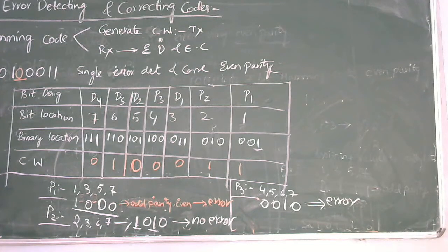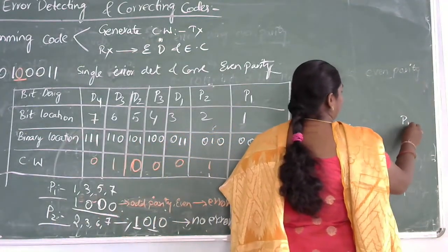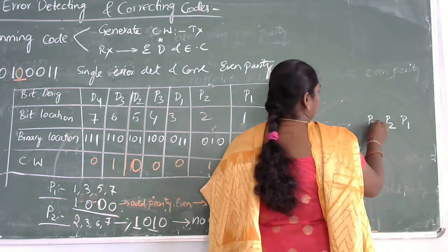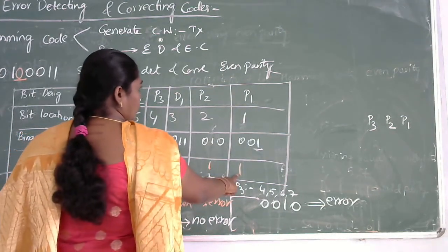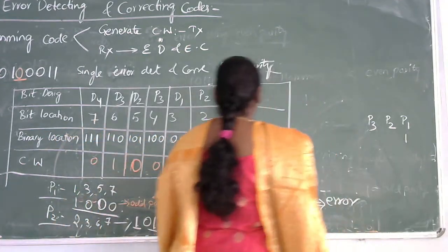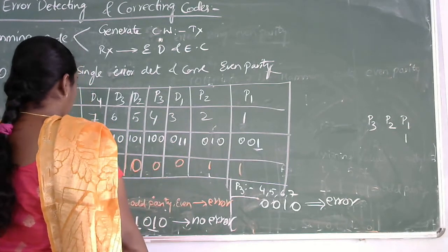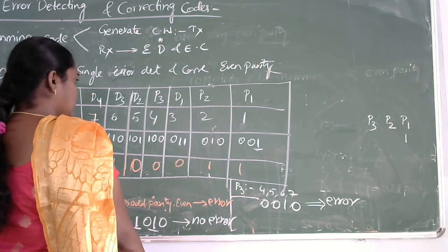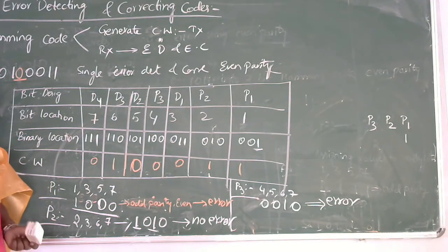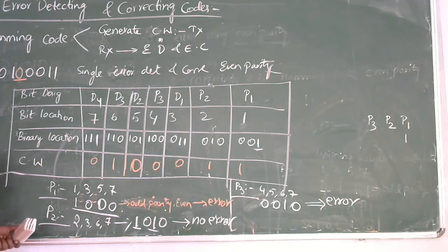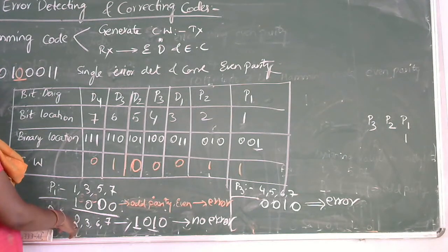So in order to write down the exact location of the error in the code word, the thing to do is just write down the corresponding bits in such a way that first is P1, P2, P3. So here the P1 value is nothing but 1. So P1 is 1, P2 is 1, P3 is also 1. So how can we find out where the error is present? It itself indicates there is an error at the P1 bit as well as at the P3 bit.